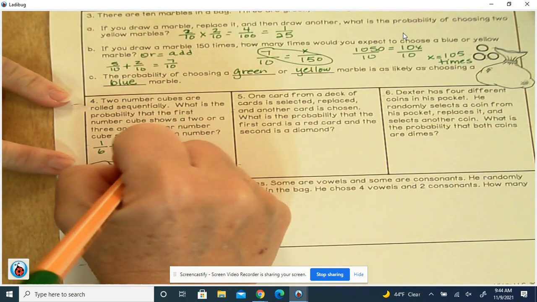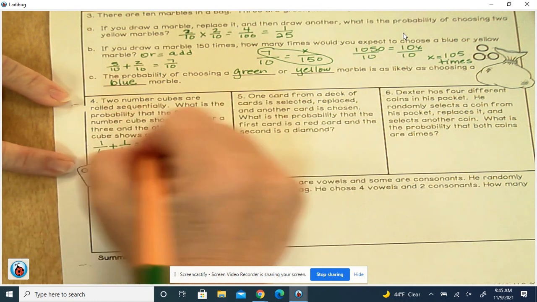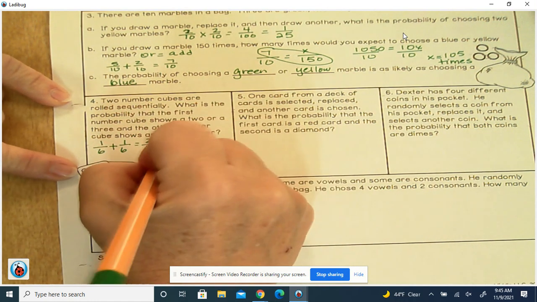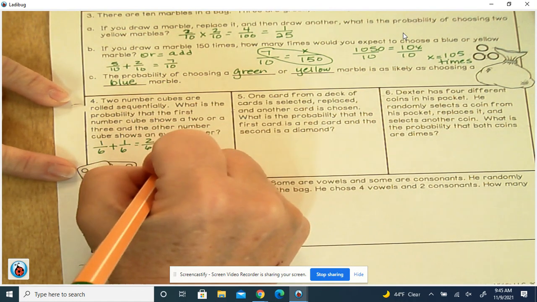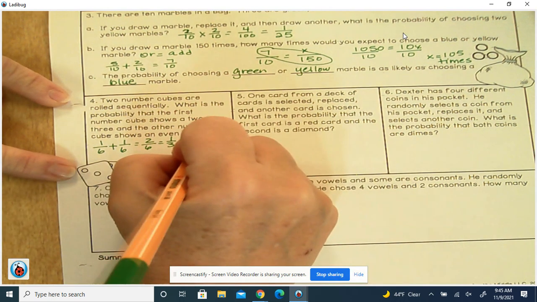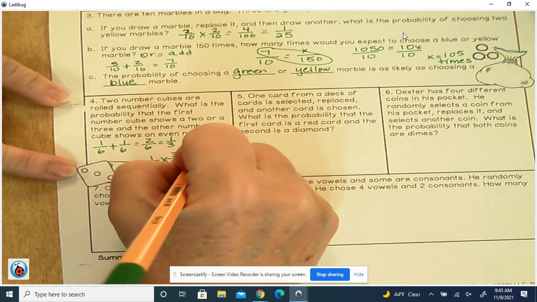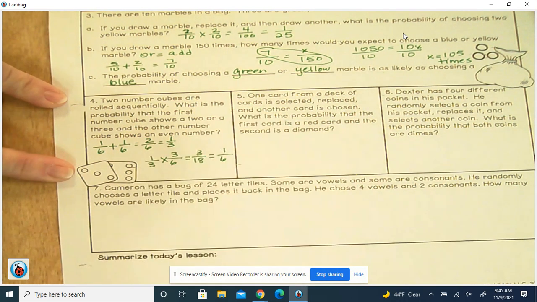Okay, so we have the 1/3, and then it says, and the other number shows an even number. So "and" means multiply. So for an even number, there's 3: 2, 4, 6. And you get those. 3 times 1 is 3. 3 times 6 is 18. And that simplifies to 1/6.